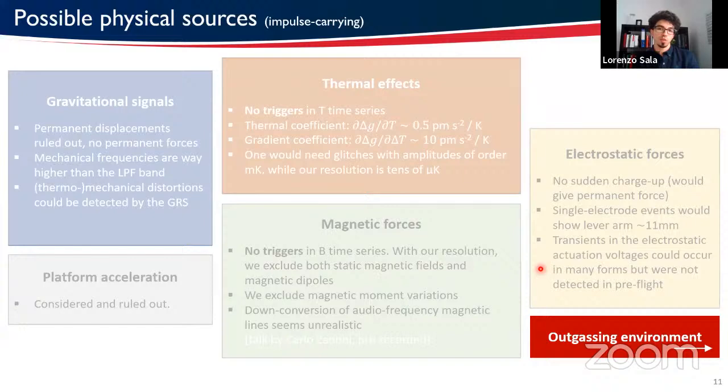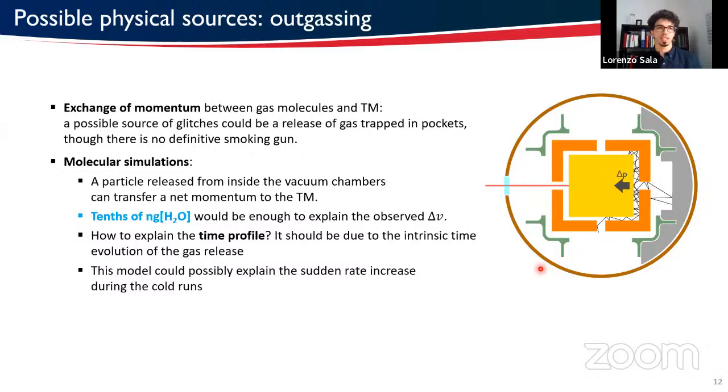So we analyzed one last thing, that is the outgassing environment, the outgassing bursts, let's say. Even though we don't have a definitive smoking gun that this was the phenomenon, what we analyzed with some molecular simulations is the possibility that these glitches were due to gas, possibly water, that was released from pockets or pores in the structure.